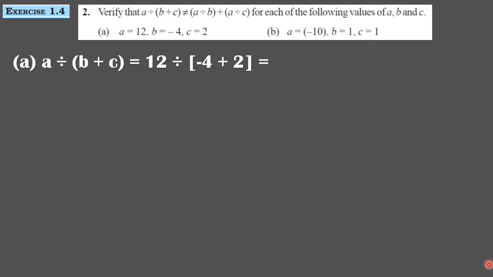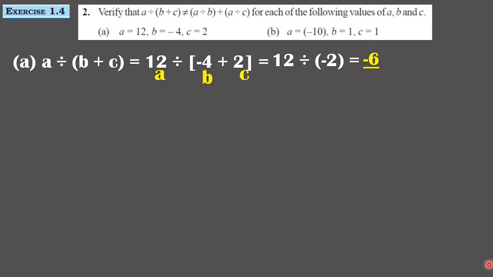So A divided by B plus C, first one, so A equal to 12, B equal to minus 4 and C is equal to 2. So 12 divided by, what is minus 4 plus 2? That is minus 2. So 12 divided by minus 2. Positive by negative is negative. So negative 6 is the answer.